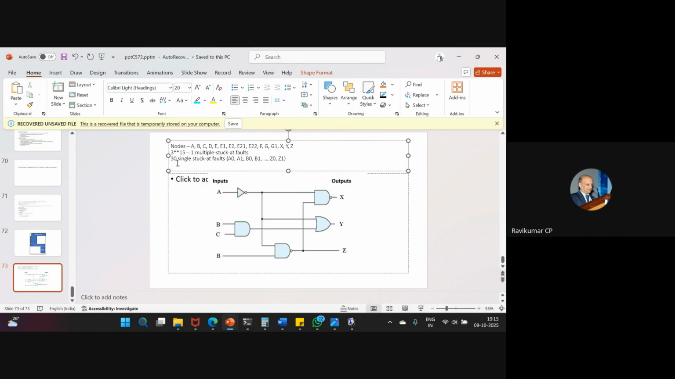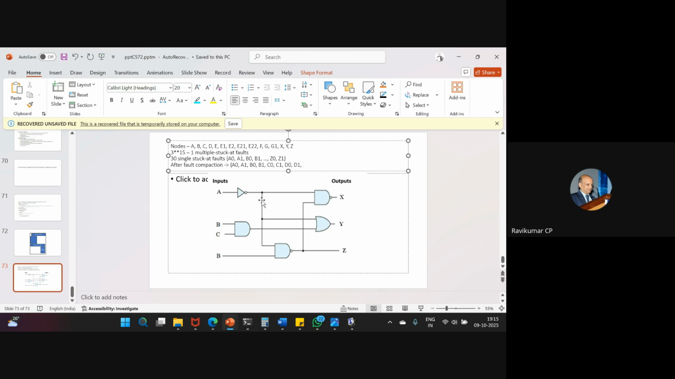But even this may be, for a very large circuit with maybe millions of nodes, even this list is rather large. So we would like to further cut it down. So in the class, I may have discussed that theorem called checkpoint theorem. What does it say? Primary input and fan out branch. Only the primary inputs and fan out branches. So after fault compaction, we only had to worry about A0, A1, B0, B1, C0, C1, D0, D1.